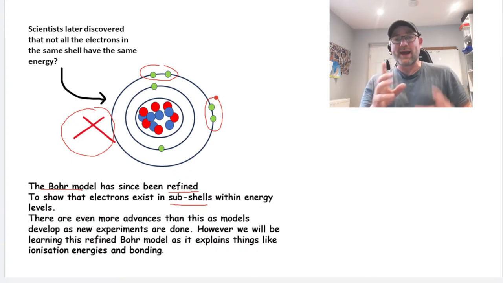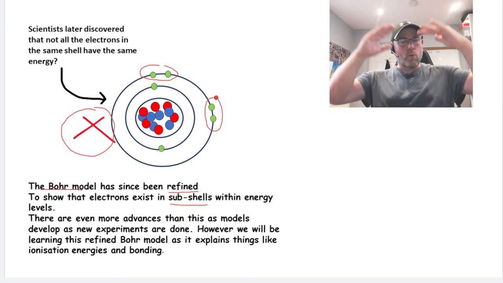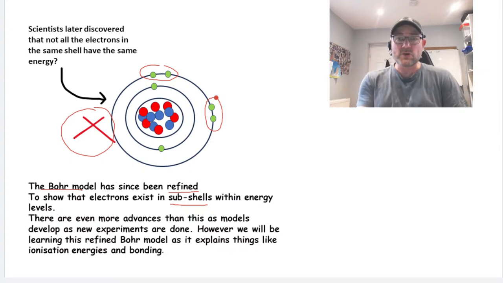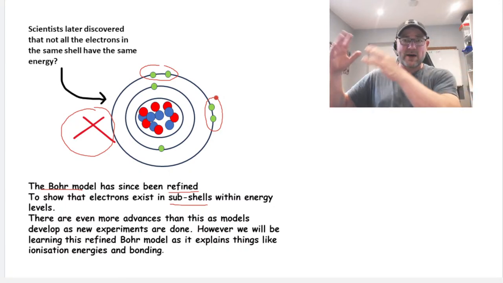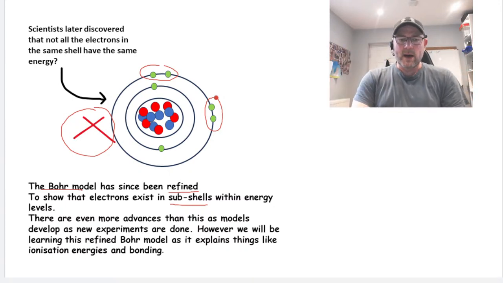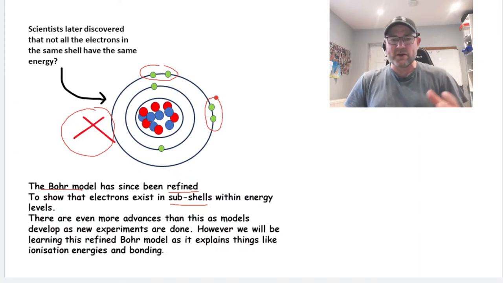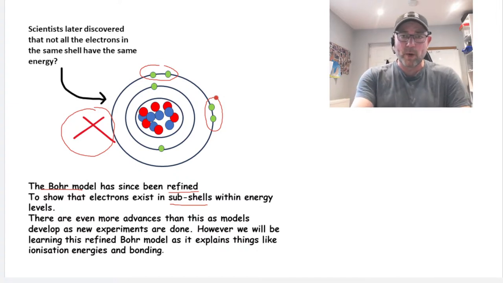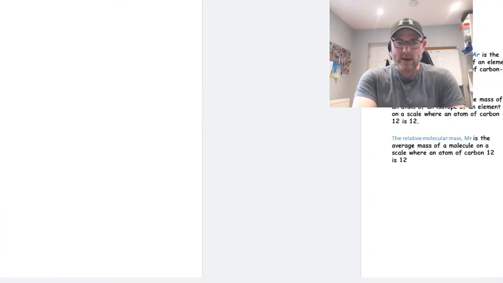And I'm covering that next lesson about the electronic configurations, which I'm going to do next week, and show you that we no longer use this method. We have to write the electrons out in a totally different way. There are even more advanced models than this, but this is the one that's really useful. It helps us explain things that you're going to learn called ionization energies, and it helps explain bonding really well and the properties of the transition metals and stuff like that.